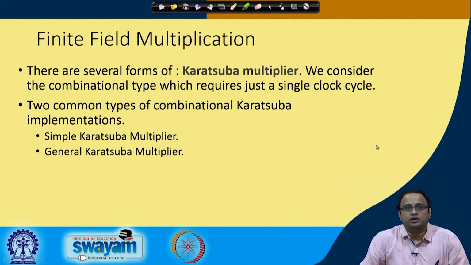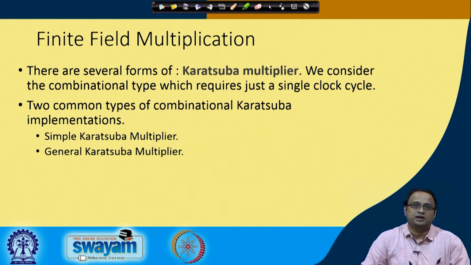So the other important operation, as I said, is finite field multiplication. In finite field multiplication there are different forms of multipliers, but specifically I will be trying to explain the Karatsuba multiplication, which is a very common form of combinatorial multiplication. That means when you give the inputs a(x) and b(x) and the corresponding irreducible polynomial, it gives you the result a(x) times b(x) mod p(x) in just one single clock cycle.